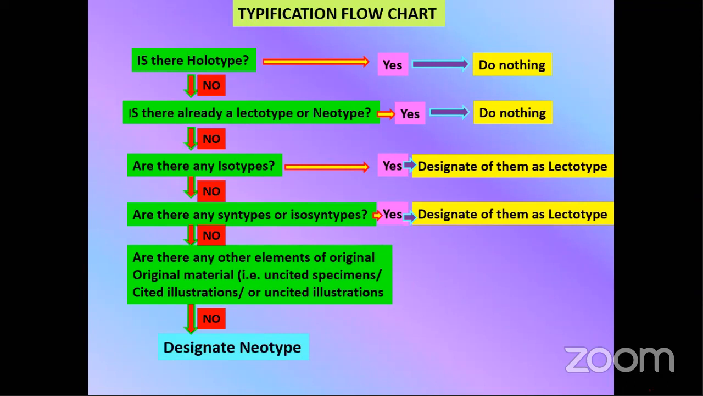If these are also not there or not designated, or once designated they are not there in the herbaria, again, are there any other elements of original material, uncited specimen, cited illustration, uncited illustration? We can also designate those as a lectotype. If none of the types are available to the public, we can designate a neotype. So that is the flowchart of typification.